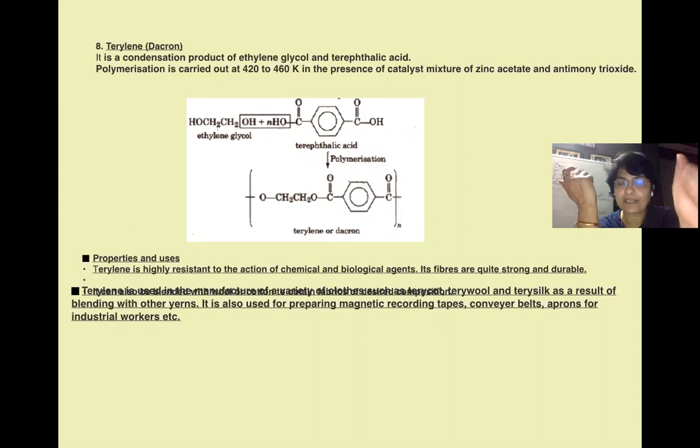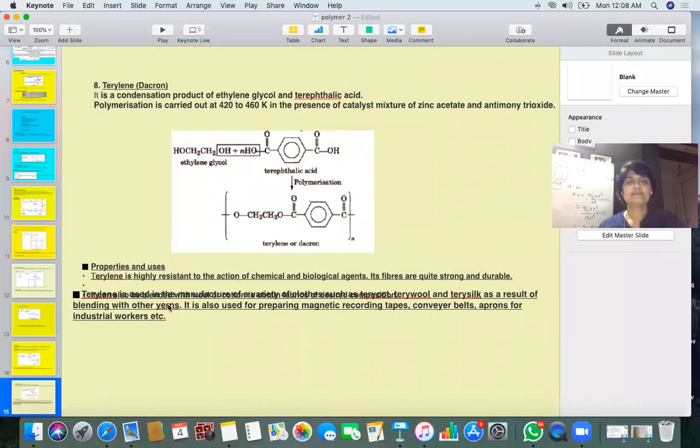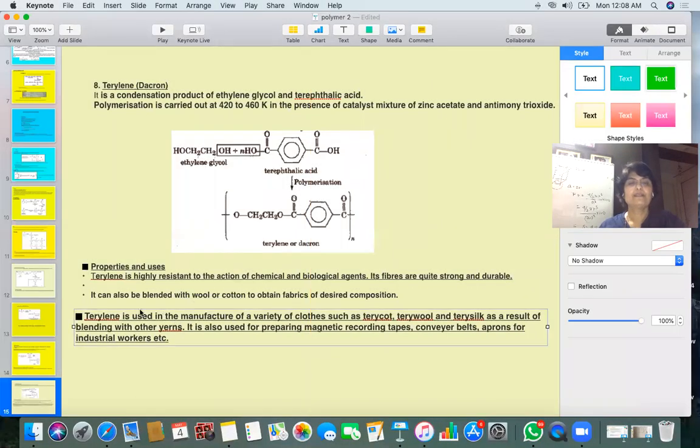But what is the difference between Dacron and glyptal? There we have phthalic acid 1, 2, and here in this case we are having terephthalic acid. Otherwise one substance is same. Next is, here you'll find uses that is given for Dacron. Well, you'll see it minutely. Terylene is used for manufacture of varieties of clothes such as terrycot, terrywool, and terrysilk, blending with other yarns.